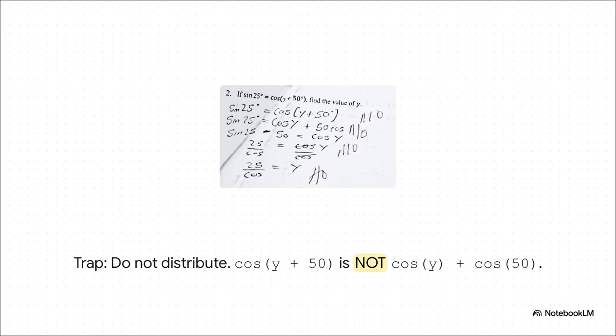Okay, first things first, let's talk about what not to do. This is the big trap. You cannot, I'll say it again, you cannot distribute a trig function across a sum. Cosine of y plus 50 is absolutely not the same thing as cos of y plus cos of 50. That's a fundamental misunderstanding of how functions work, and it's a guaranteed path to the wrong answer.